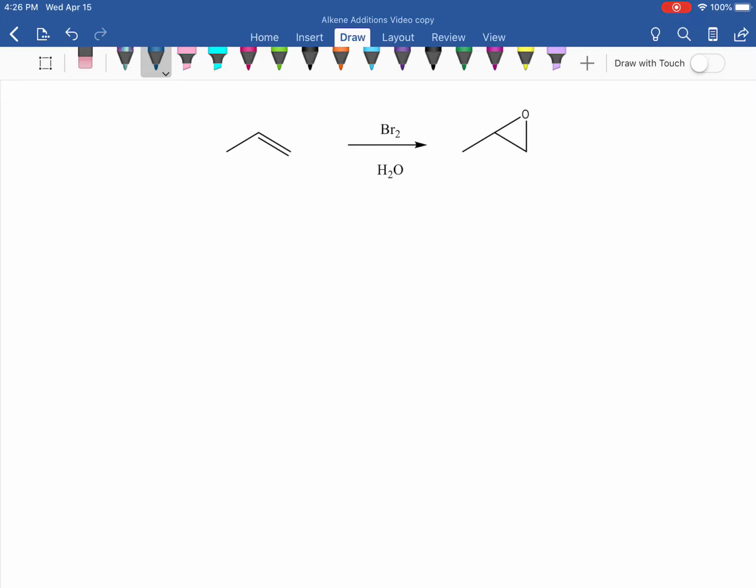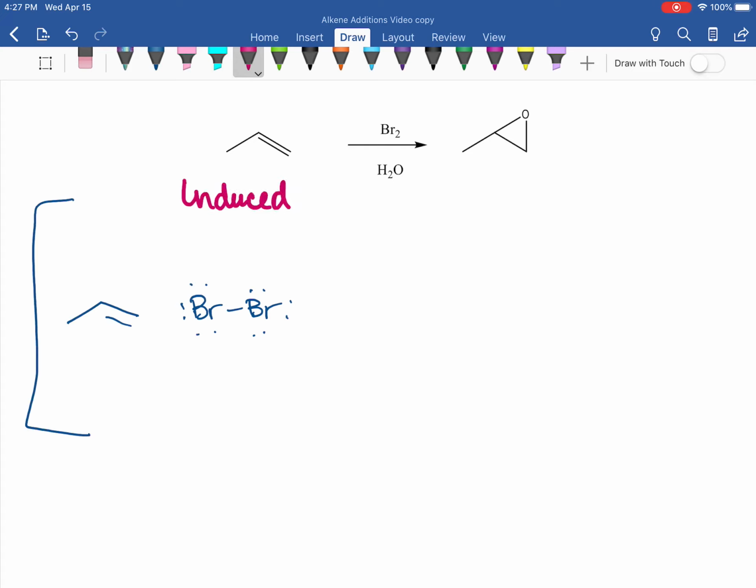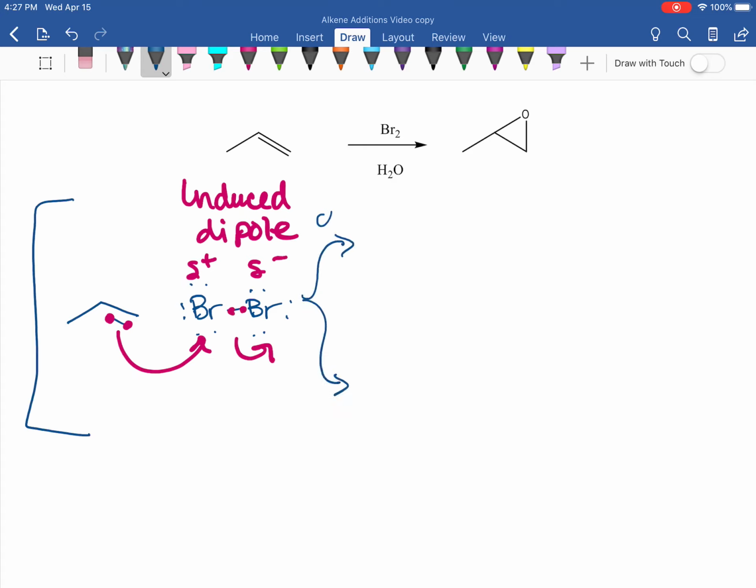Awesome. All right, let me erase this. So let's work our way through our mechanism. We already know the first step. We saw that in the last video. We're going to take our alkene and react it with bromine. And remember, they're both pretty nonpolar, but when they get close in space, we're going to have that induced dipole. That part still happens, that induced dipole interaction. So we end up getting a partial positive on this bromine and a partial negative. And then we can use our alkene as a nucleophile. So same first step, look at that.